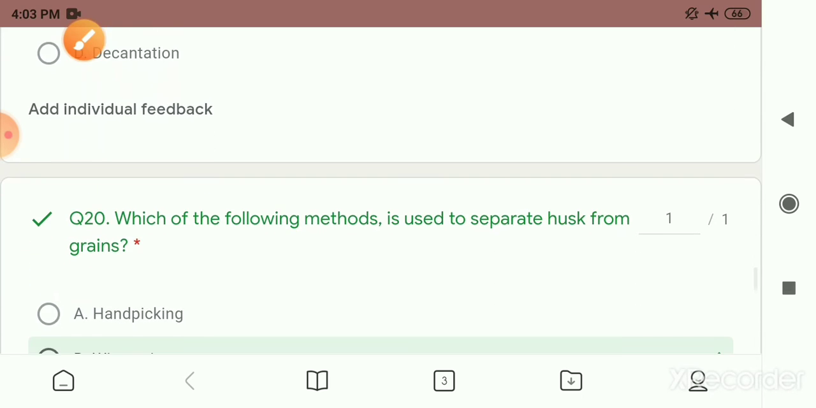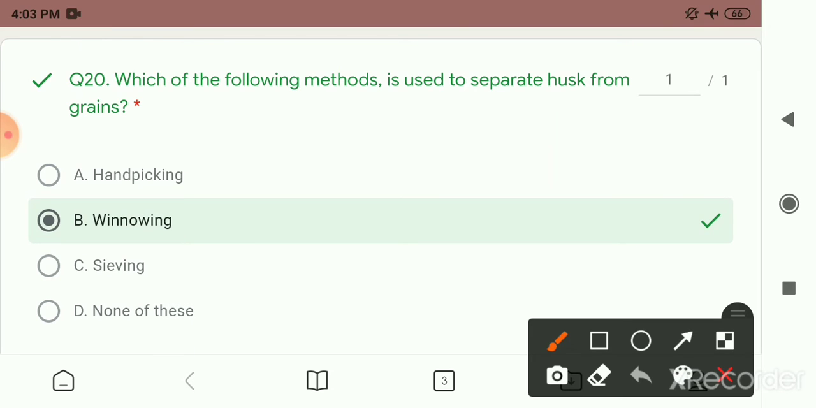Next is 20th number. Which of the following methods is used to separate husk from the grains? Husk, that means outer coverings of the grains. So your options are hand picking, winnowing, sieving and none of these. Husks are comparatively lighter in weight, so that's why we are using the winnowing method, in which we are separating husks from the grain by blowing air. So your answer is option B, winnowing.